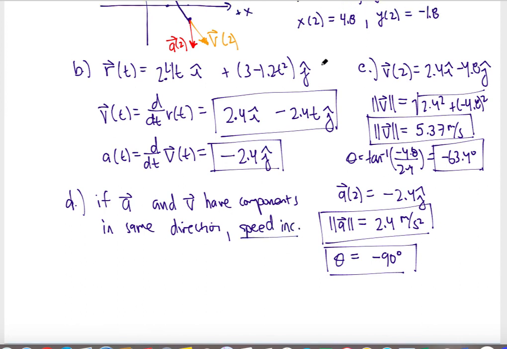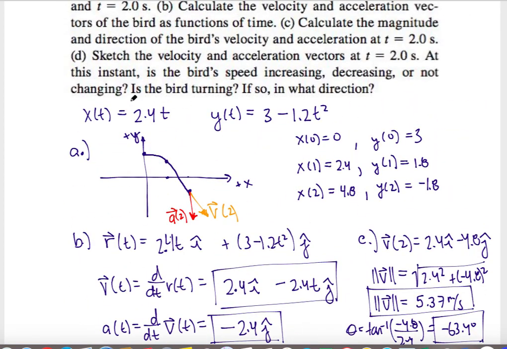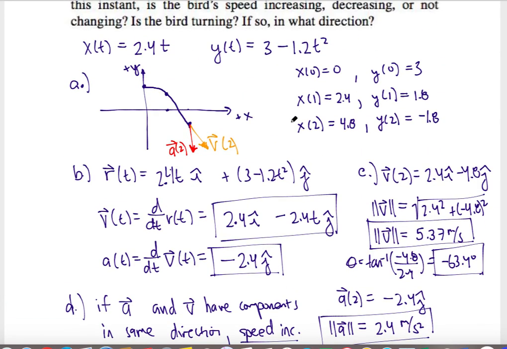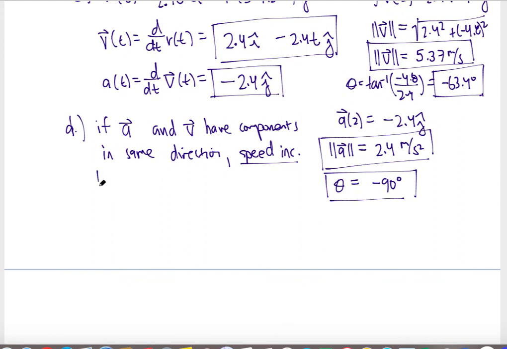The second part of part D asks us, is the bird turning? If so, in what direction? Because my velocity seems to be pointing to the right while my acceleration is straight down, that means there's some component of acceleration that is perpendicular to my velocity, which is causing my bird to turn to its right.